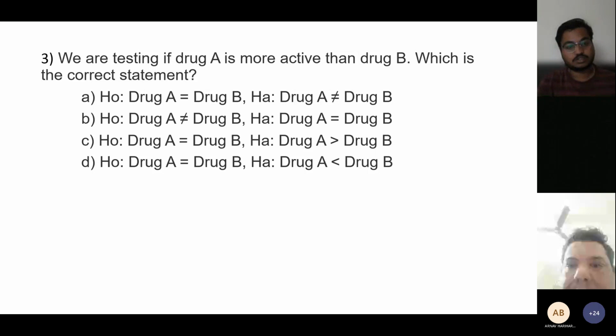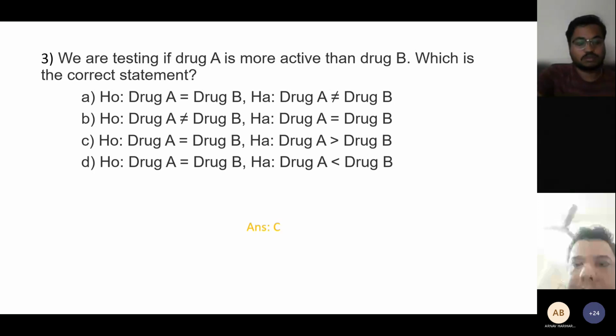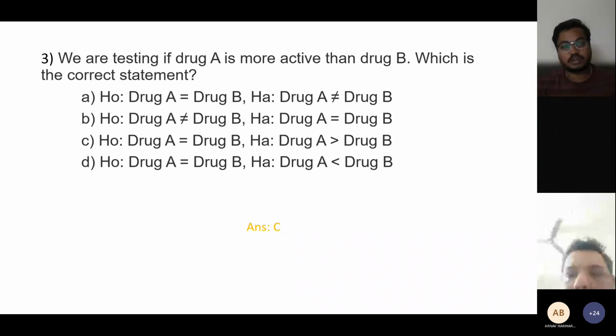So our null hypothesis should be that both of the drugs act similarly. So the null hypothesis will be the action of drug A is equal to the action of drug B. And the alternate hypothesis should be drug A is greater than drug B, because we want to check if drug A is more active than drug B. So the answer to this question will be option C. H naught is drug A is equal to drug B and HA is drug A is greater than drug B. Is that clear for everyone?